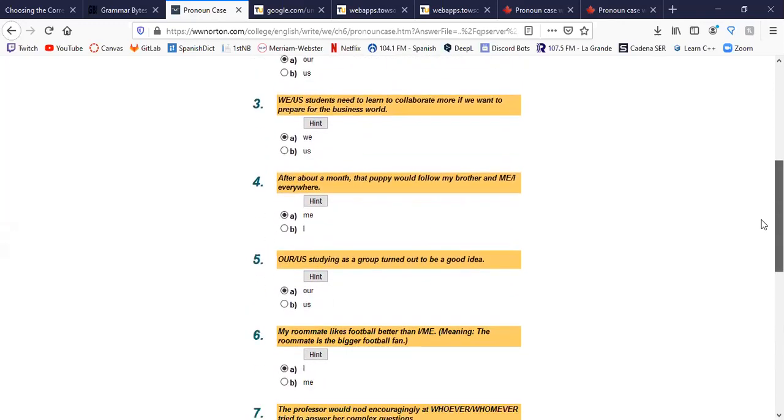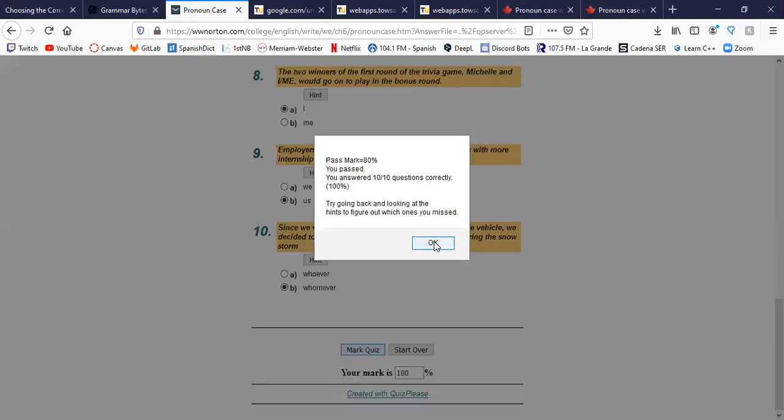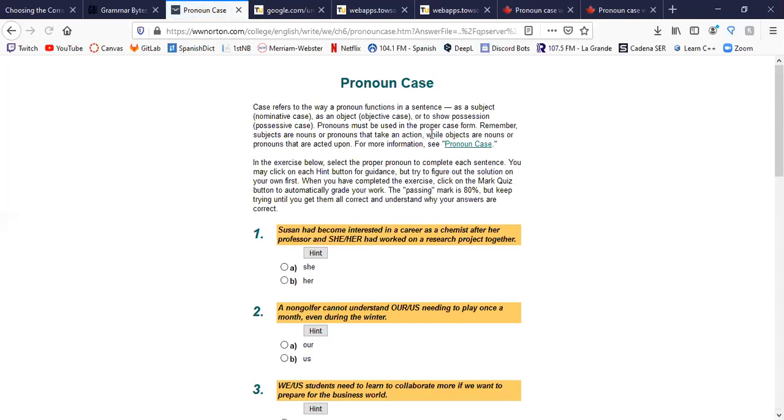Okay, so that should be everything. And if we check our answers, we get a 100%. We answered 10 out of 10 questions correctly, and we got a 100%. And of course, the pass mark was 80, but we went way over that, so we're good. Okay, so that's that exercise.